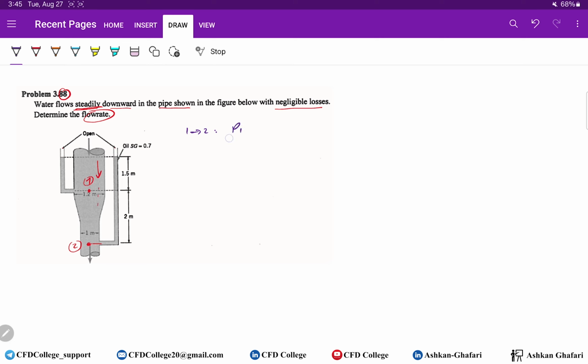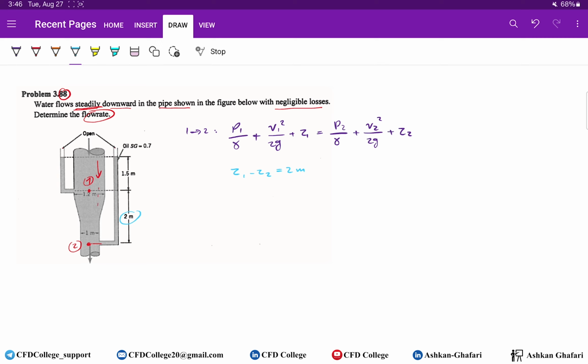Okay, now we know our key points, so we should use the Bernoulli equation from point 1 to point 2. P1 over gamma plus V1 square over 2g plus Z1 equals P2 over gamma plus V2 square over 2g plus Z2. What do we have? We know the elevation difference between point 1 and point 2, so Z1 minus Z2 equals 2 meters. So it's good. Now we know what to do with 2 terms, and we have other 4 terms.